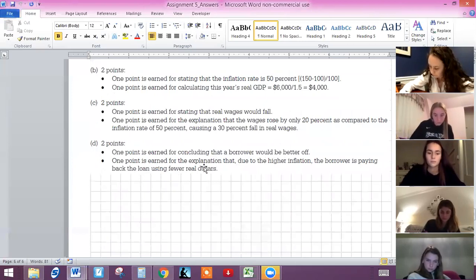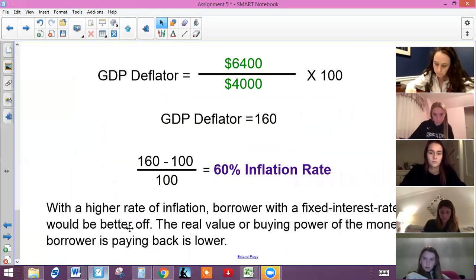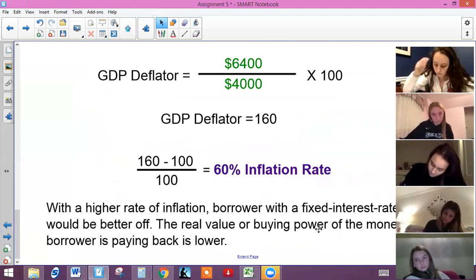So you could say it that way if you want to, but you could also say that the buying power of what she's paying back is actually less. Either way, okay?